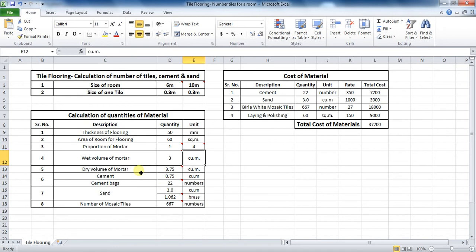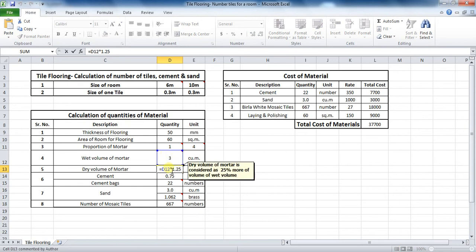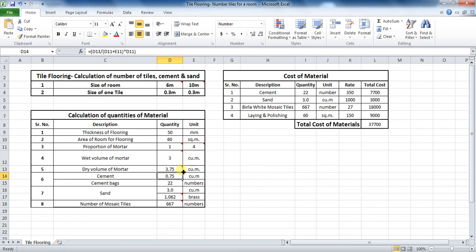The dry volume of mortar is considered as 25% more of wet volume of mortar. Therefore, to calculate the dry volume of mortar, the formula will be wet volume into 1.25. That is equal to cell D12 into 1.25, which comes as 3.75 cubic meter.